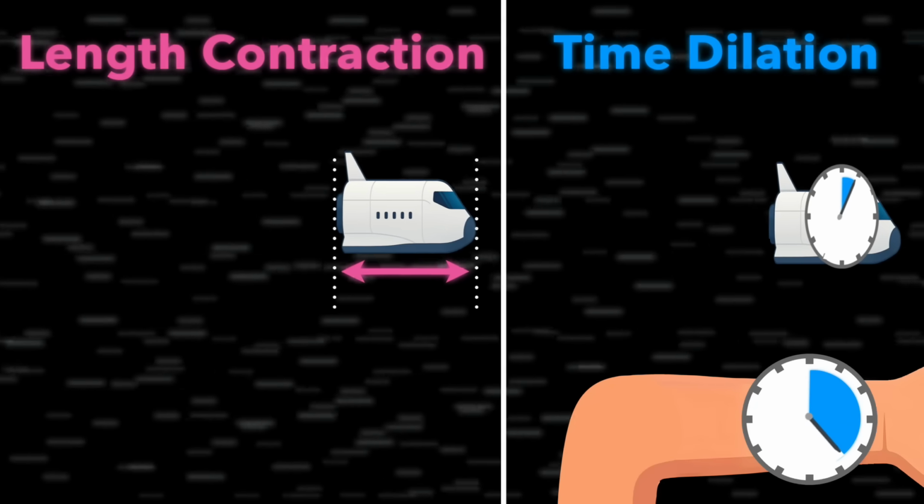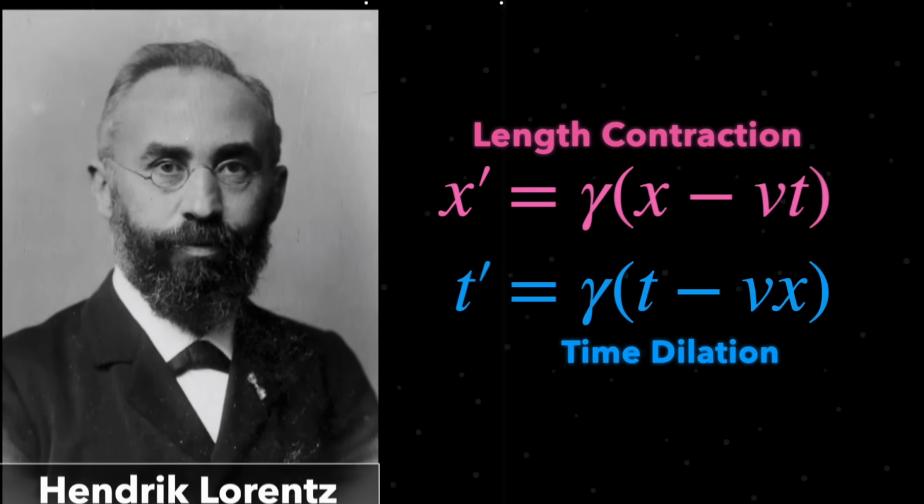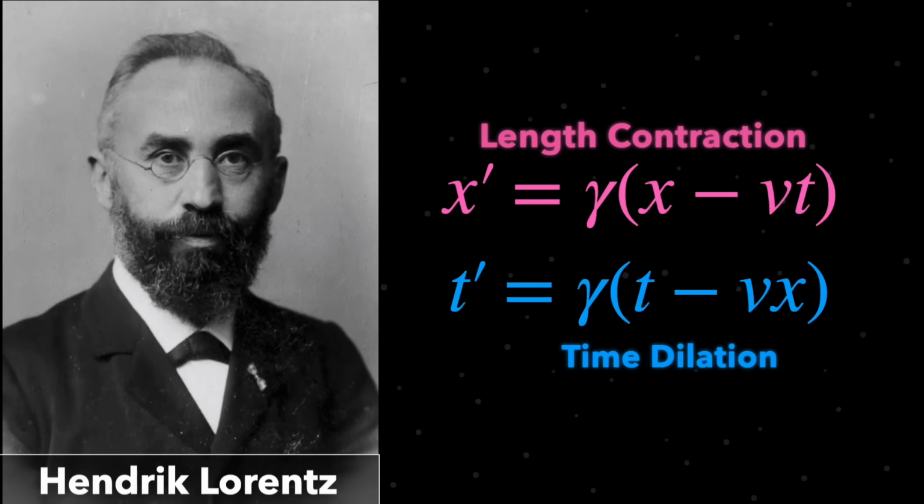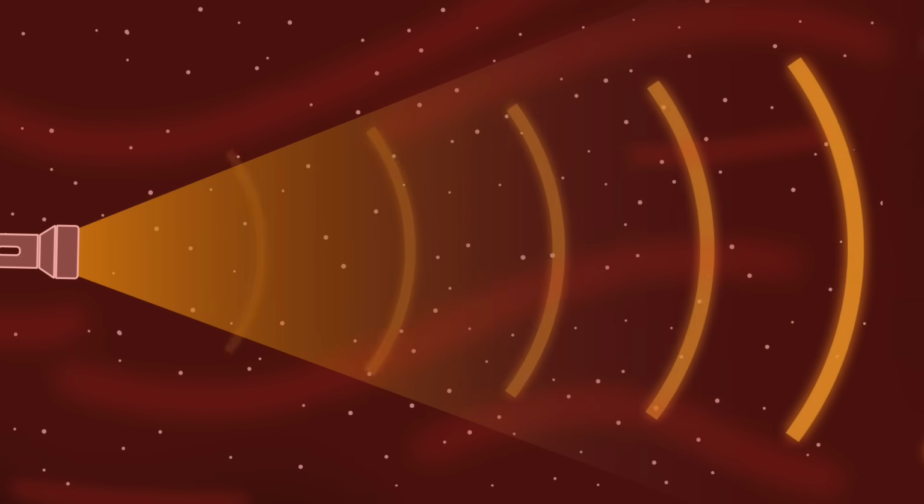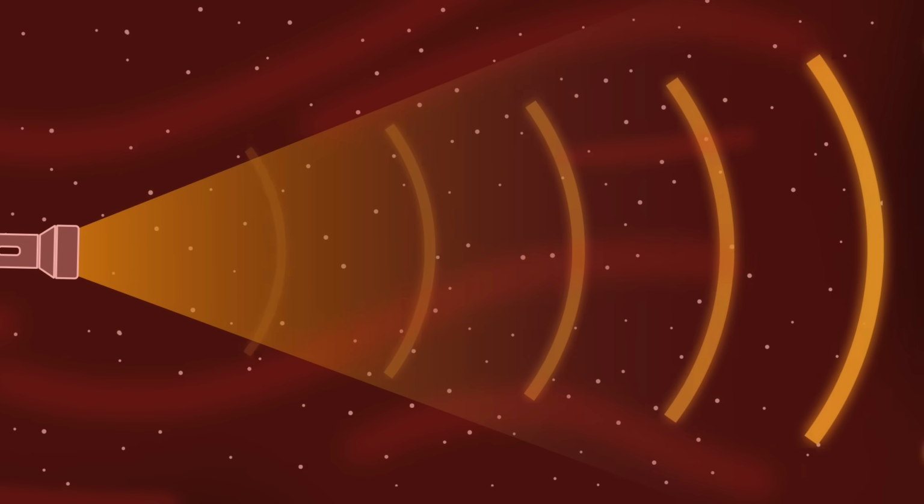The physicist Hendrik Lorentz had already written down these effects mathematically. That's why these are called Lorentz transformations. But his motivation was quite different. He, like many others at the time, believed that light travels through a medium called ether, and it filled the entire universe.